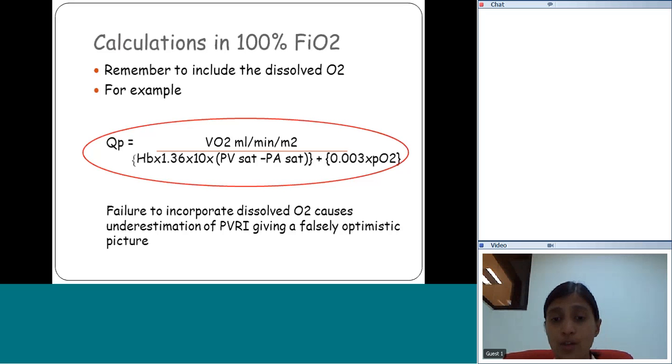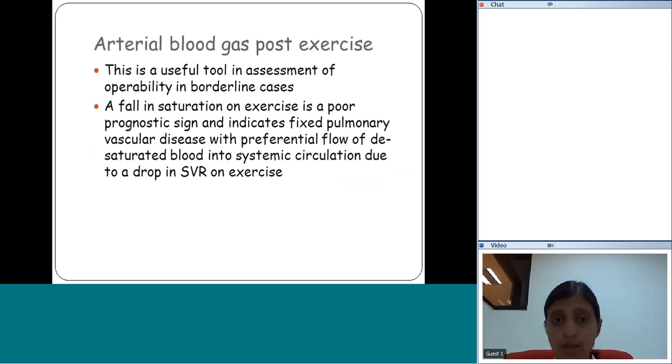Just a few minutes on a few other things that can be done. More recently, some literature was published from Amrita Institute on the value of arterial blood gas assessment post-exercise. Taking a cohort of ASD patients with pulmonary hypertension, they found that in borderline operability cases, when they exercise the patient, a fall in saturation on exercise was a poor prognostic factor, and if there was a fall of more than 10%, it indicated that when they then cathed the patient, the PVRI was greater than 7, I think.